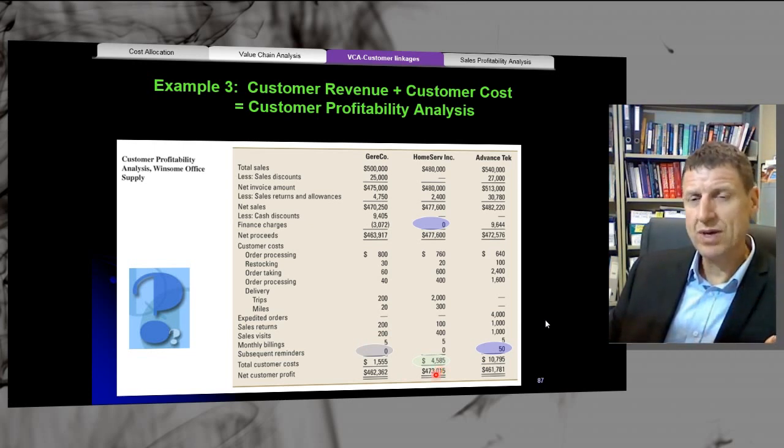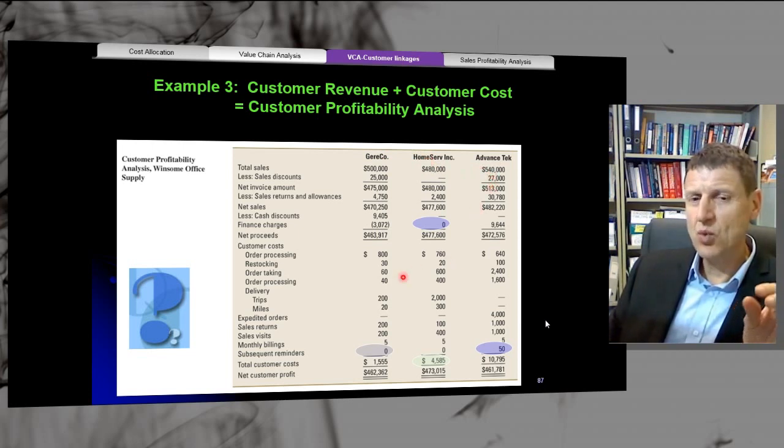Number two, we can make a decision: Advanced Tech, you're costing us more. Maybe we want to start charging you more for these services. Maybe we want to start charging $1,000 per expedited order to force Advanced Tech to change their behavior, you see, so they become more like Jerry Company or Home Service. You see that?